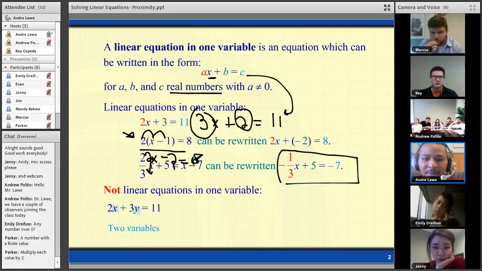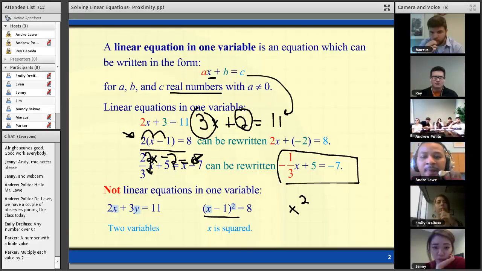This is not an example of a linear equation involving one variable, because in that example we have two variables, an x and a y. We have to make sure that the only ones we deal with today are linear equations involving one variable. We'll talk about these other types later. These are quadratic equations, because we end up with an x squared in the expression. Anytime we have an x to the second power in any expression or equation, that represents a quadratic relationship, which we'll get to later.